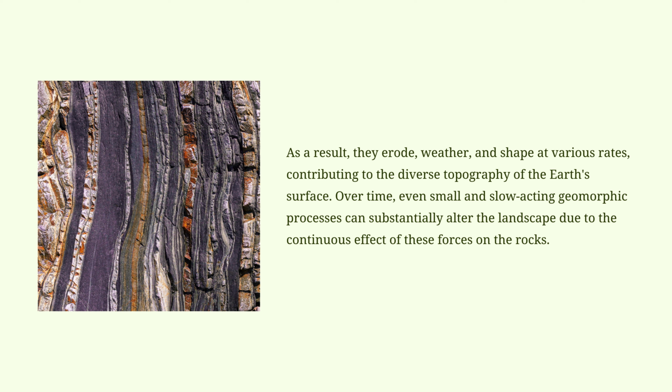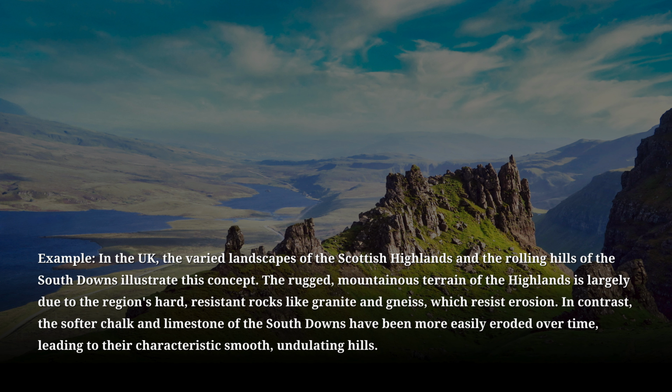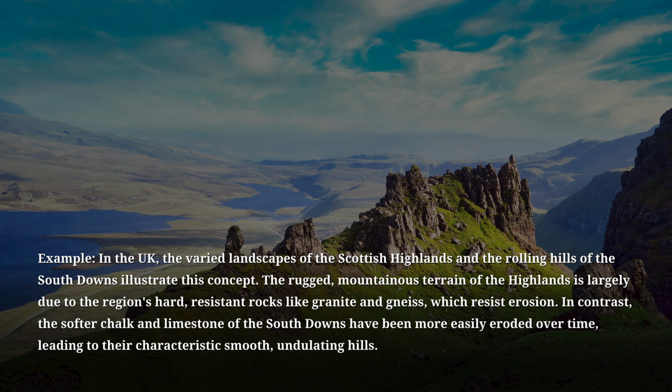Over time, even small and slow-acting geomorphic processes can substantially alter the landscape due to the continuous effect of these forces on the rocks. For example, in the UK, the varied landscapes of the Scottish Highlands and the rolling hills of the South Downs illustrate this concept. The rugged, mountainous terrain of the highlands is largely due to the region's hard, resistant rocks, like granite and gneiss, which resist erosion. In contrast, the softer chalk and limestone of the South Downs have been more easily eroded over time, leading to their characteristic smooth, undulating hills.